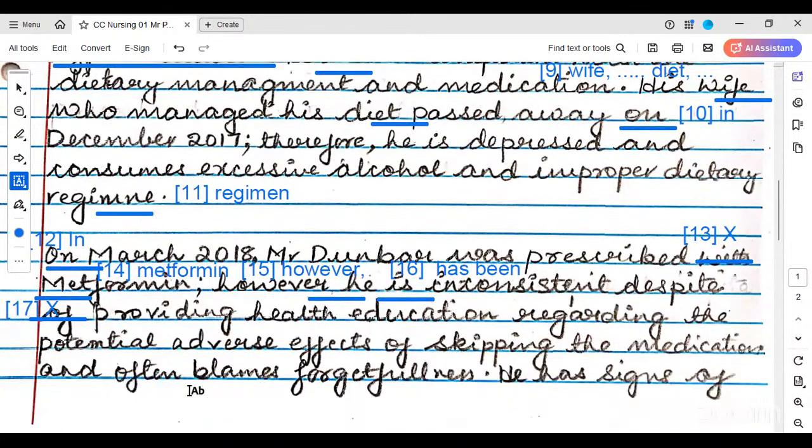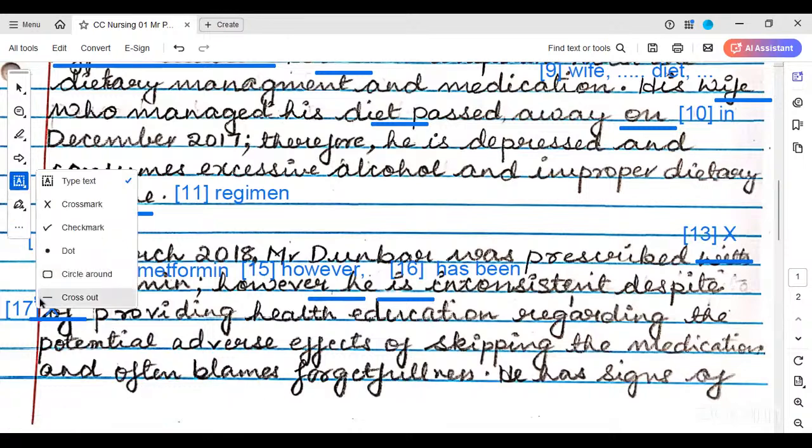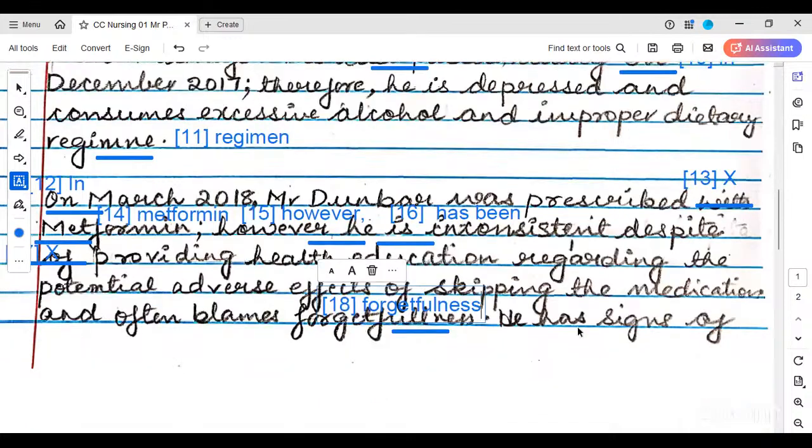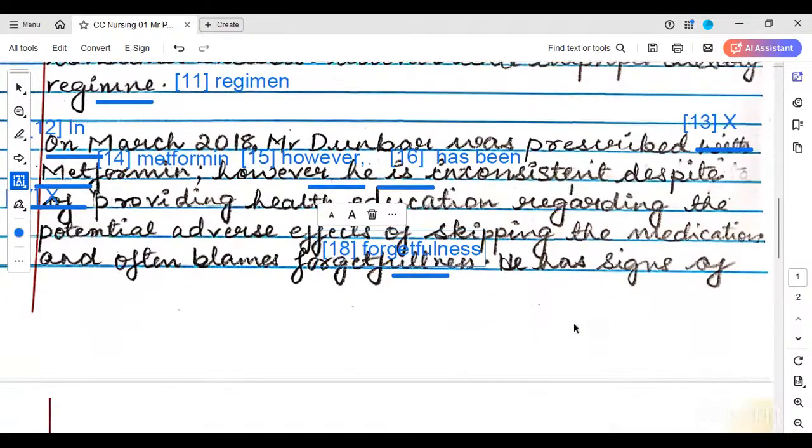Despite providing health education regarding the potential adverse effects of skipping the medication, and often blames forgetfulness. So here is another mistake, forgetfulness, double L. It should be single L. So this point is number 18. F-O-R-G-E-T, forgetfulness. Be careful of the spelling. So two spelling mistakes already, regimen and forgetfulness. Another mistake and you lose your 10 marks, no doubt.